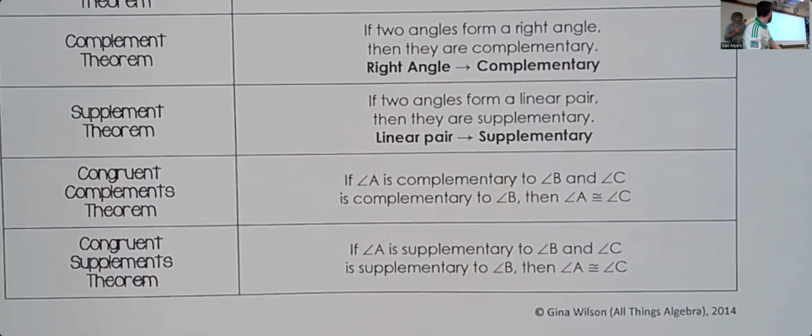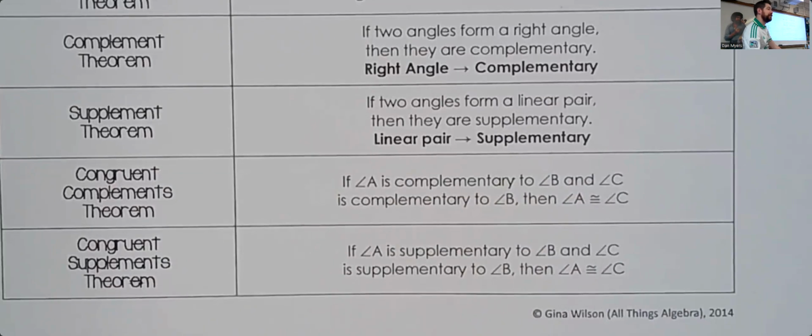The last two, we have the congruent complements theorem. All right, what that means is, and by the way, this works very similarly to the transitive property, but these are not all equal to each other. Two of them are equal to each other, congruent to each other, and the other two are complements of that same angle. So for example, it says, if angle A is complementary to angle B, and C is complementary to B, then A is congruent to C.